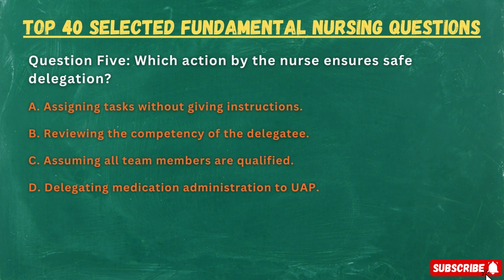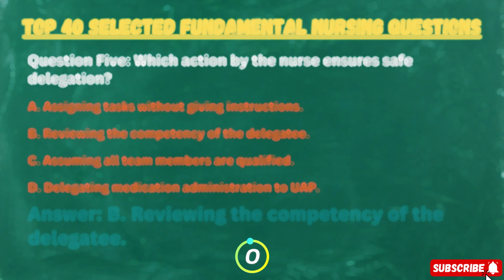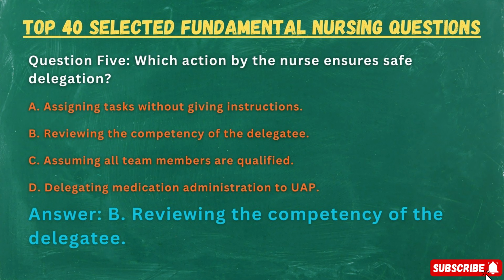Question 5. Which action by the nurse ensures safe delegation? A. Assigning tasks without giving instructions. B. Reviewing the competency of the delegatee. C. Assuming all team members are qualified. D. Delegating medication administration to UAP. Answer. B. Reviewing the competency of the delegatee.